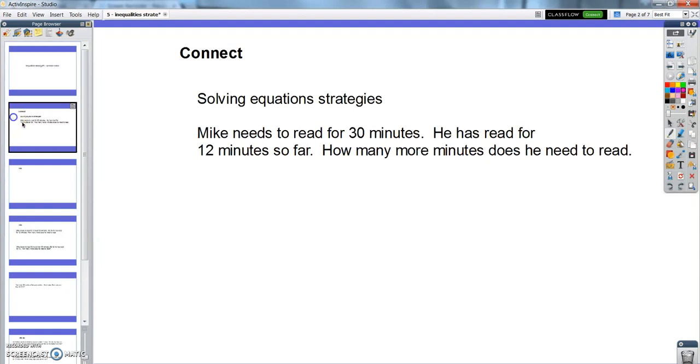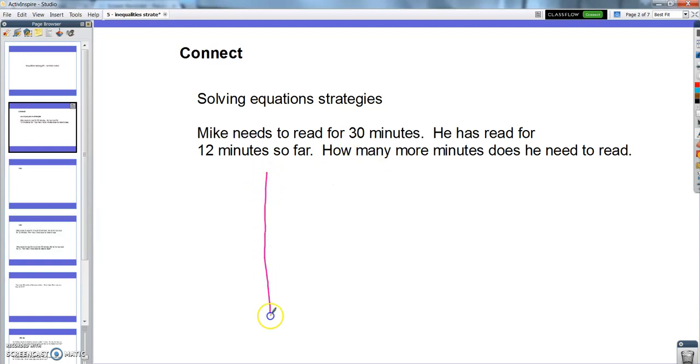All right. So speaking of, here's a quick equations example I want to go through. We learned 3 strategies for equations. I want to review them because inequalities work very similarly. So Mike needs to read for 30 minutes. He's read for 12 so far. How many more does he need to read?